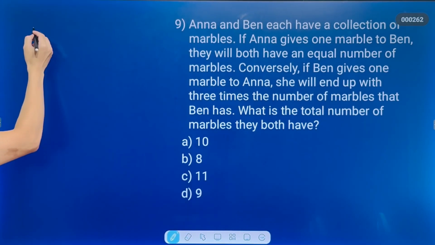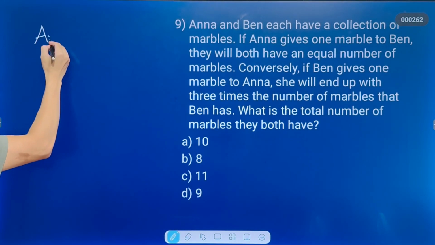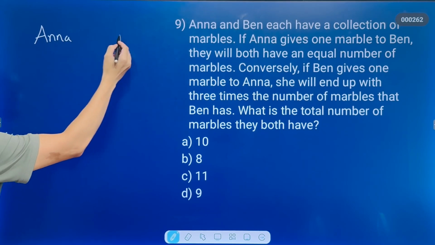So first case let's consider. First case is Anna and Ben.